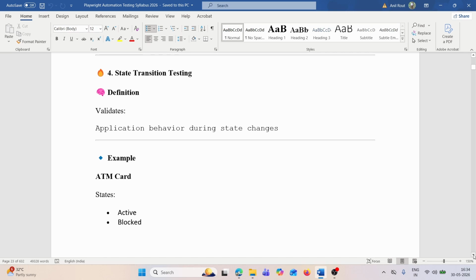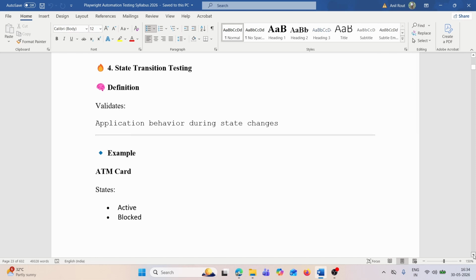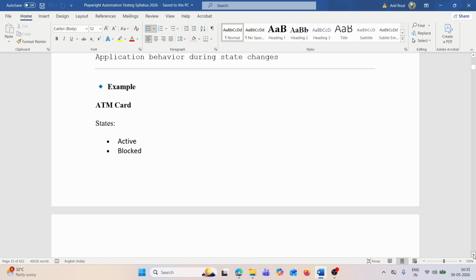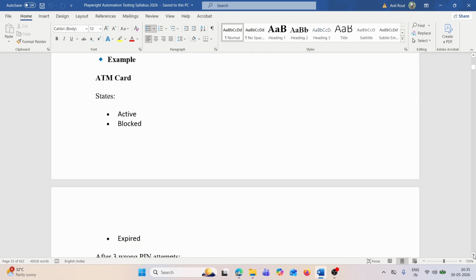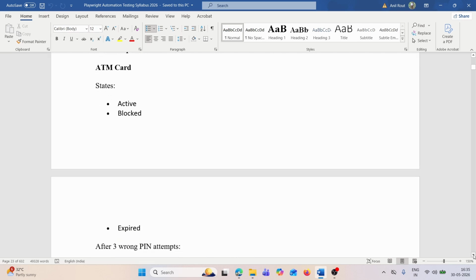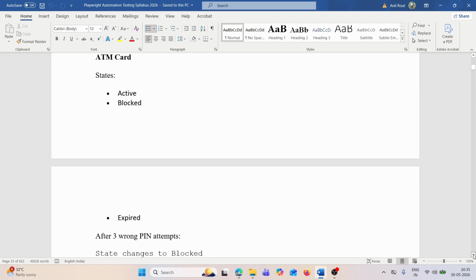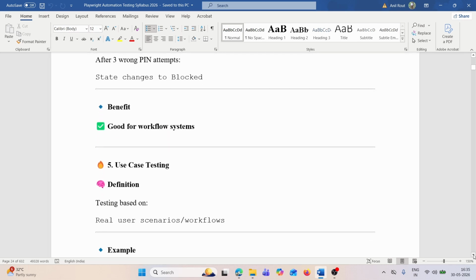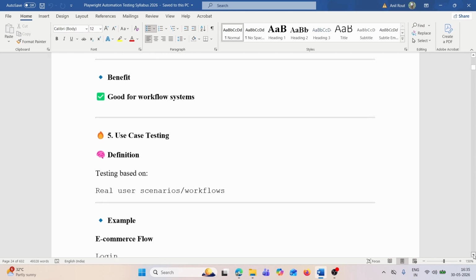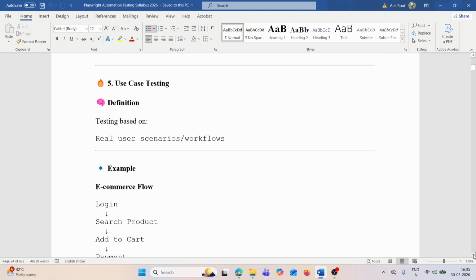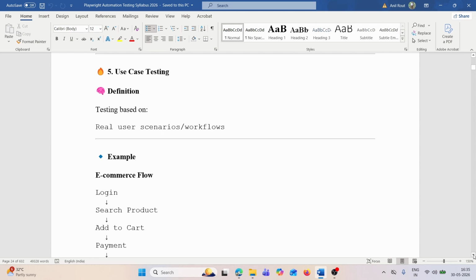Then state transition testing. What is state transition testing? State transition testing is application behavior during state changes. Example, let's say an ATM card. The states are active, blocked, expired. After 3 wrong PIN attempts, the state changes to blocked. What is the benefit? Good for workflow systems.